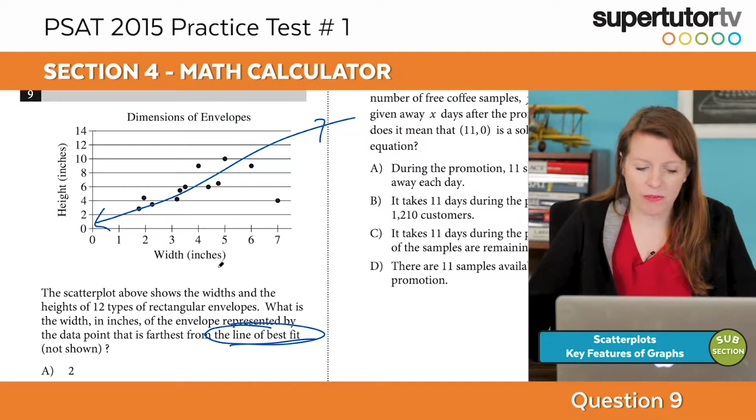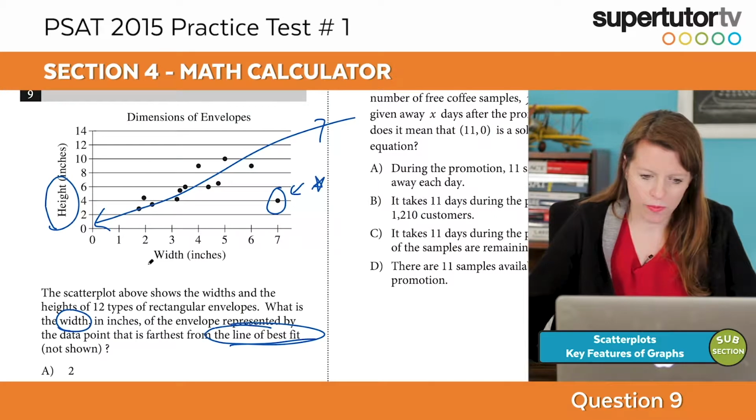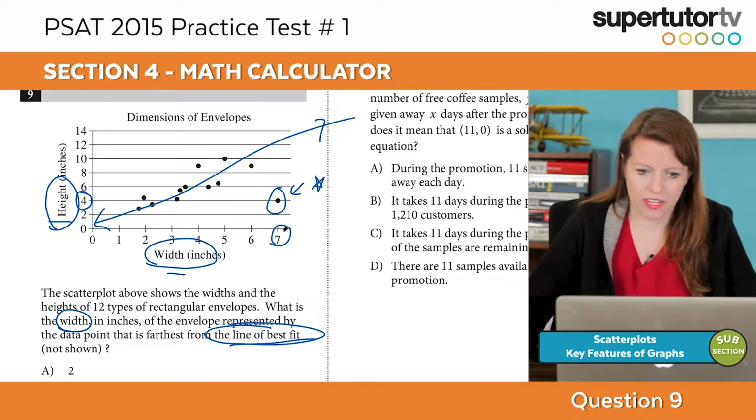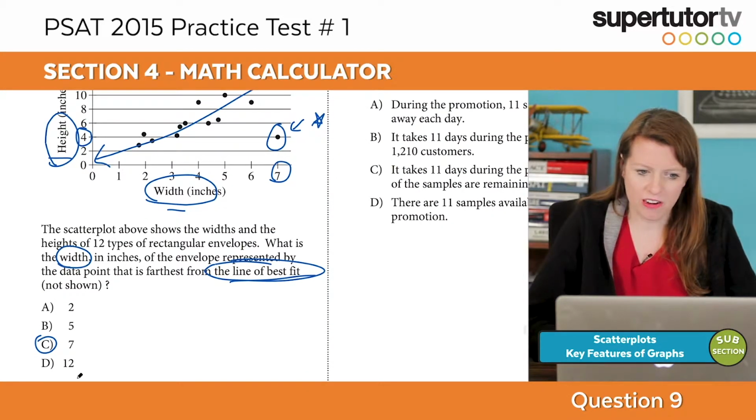And then we have height and we have width. And then where's the data point farthest? There's the data point that's farthest from that line. It's right here. So now what I want to know is what is the width? So to find the width, I have to make sure I look at the right one, right? Here's the width. So this is height, this is width. Make sure you don't look at 4, okay? We want to look at 7. So our answer is just 7. If you put 4, which isn't here, that would be the height.